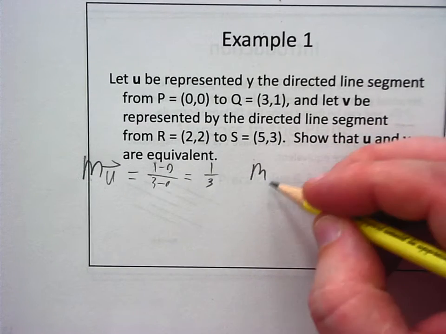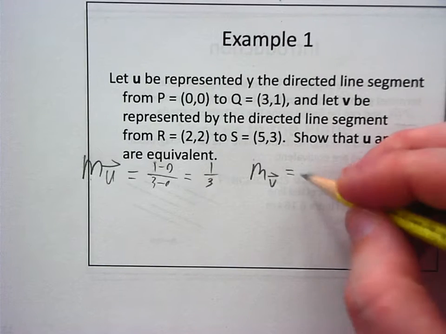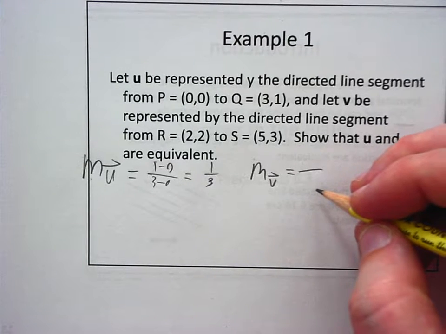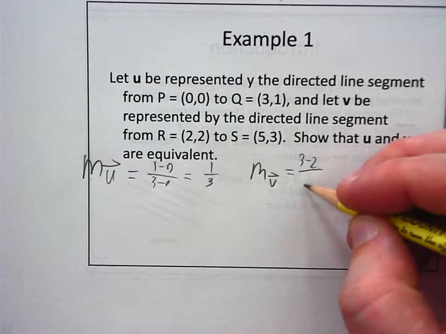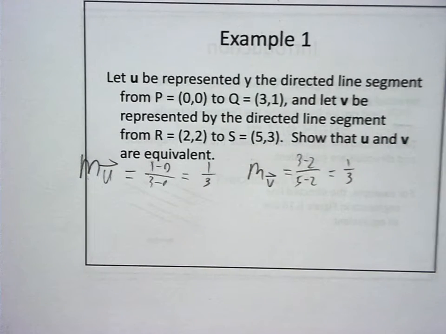Then if I'm doing the slope for the vector v, what do I have on top? 3 minus 2. 3 minus 2 on the top. 5 minus 2 on the bottom. So you also get 1/3. They have the same slope.